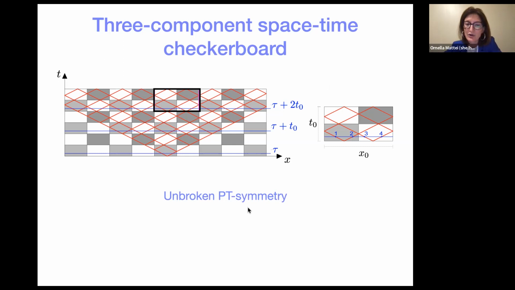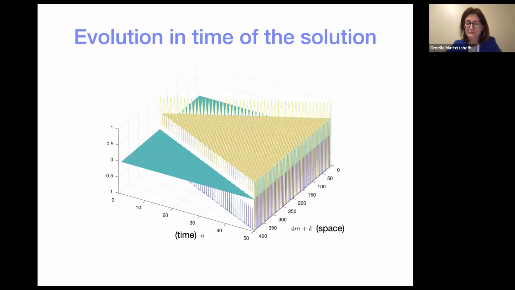You end up still with unbroken PT symmetry that does not depend on the wave impedance ratio. So if I plotted the solution for this case, you would see exactly the same solution that I showed a second ago, this one here, same thing.